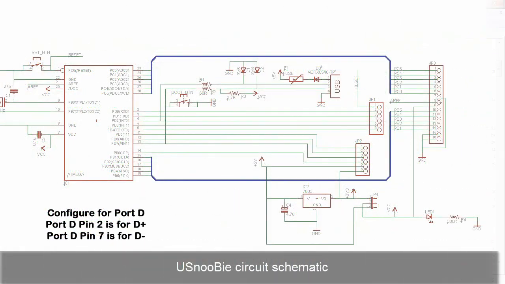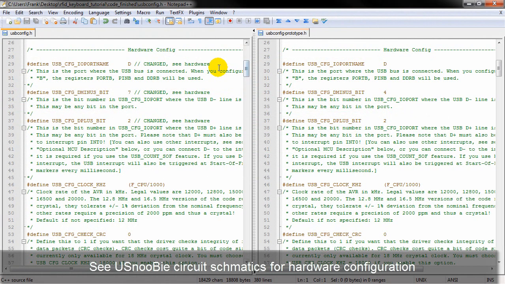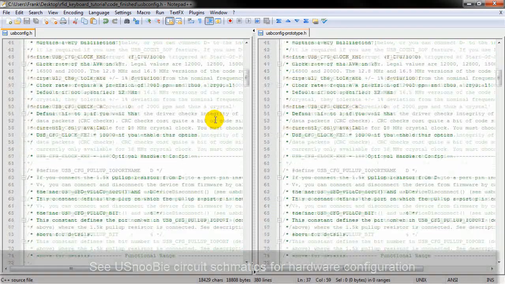The first section in the configuration is the hardware configuration. Take a look at the USnooBie's circuit schematic. Note that the USB bus D+ line is connected to port D2 and D- is connected to port D7. Edit the config file to reflect these settings.